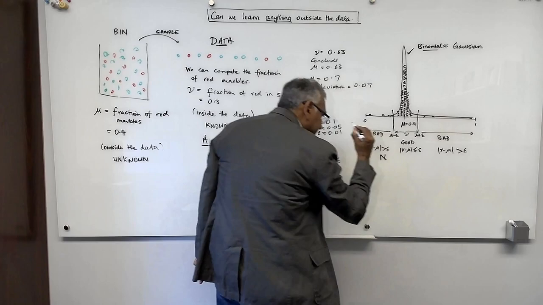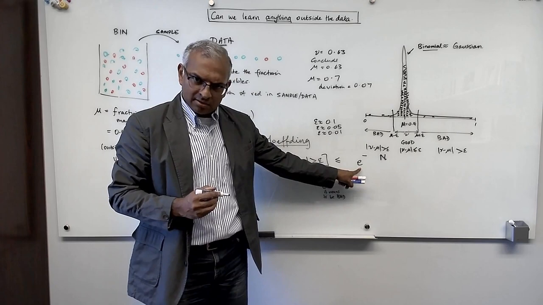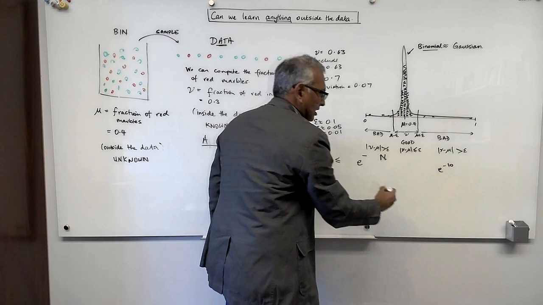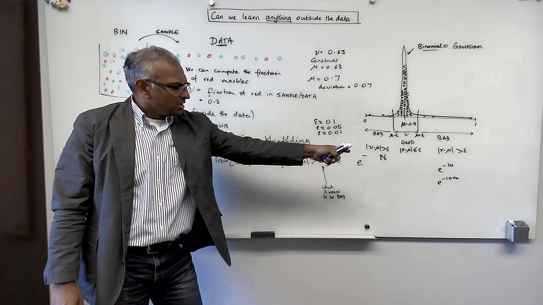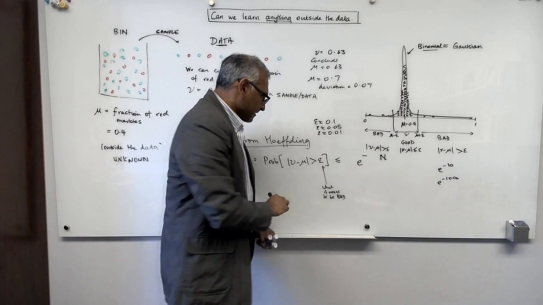So for example, if you have 10 data points, this would be e to the minus 10. If you have 1,000 data points, this is e to the minus 1,000. Wow. Forget about it. If the chances of a bad thing happening are e to the minus 1,000, the universe will be gone by then. Okay. So e to the minus n.